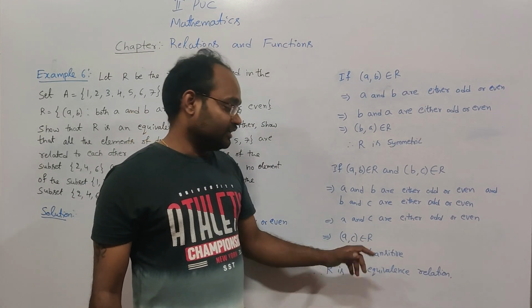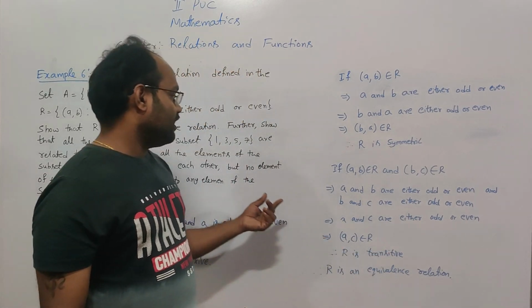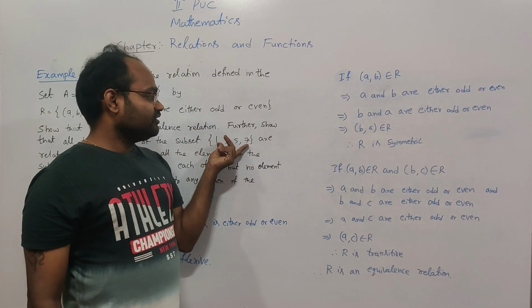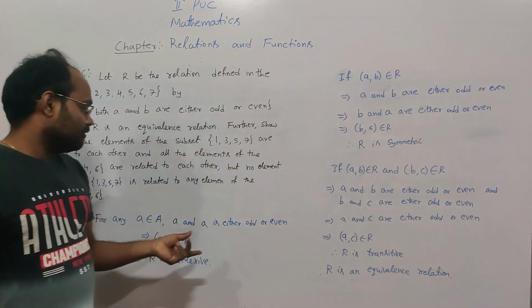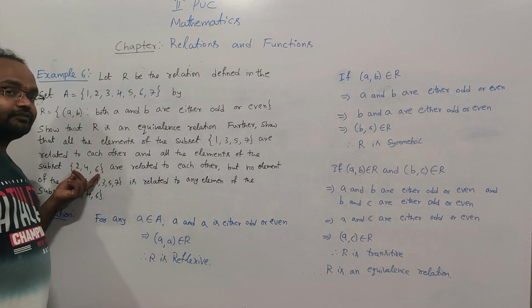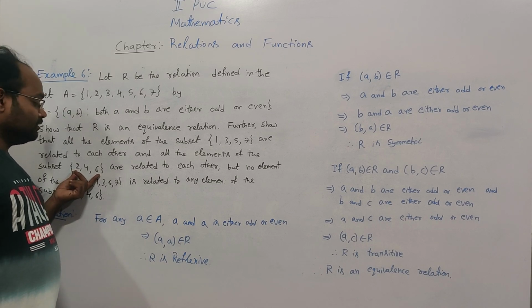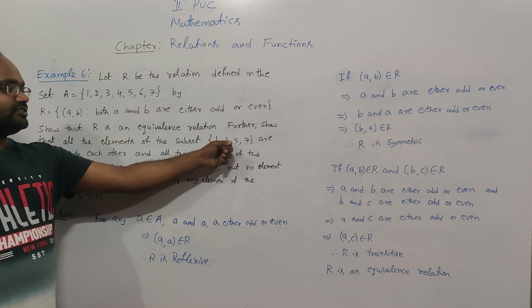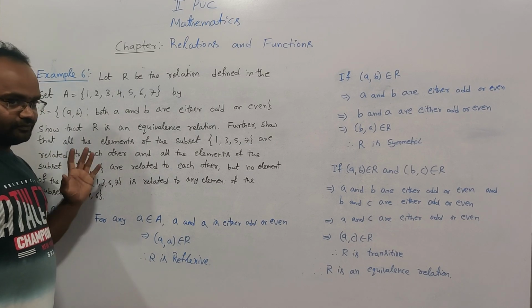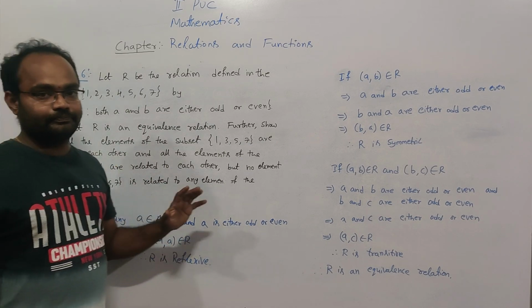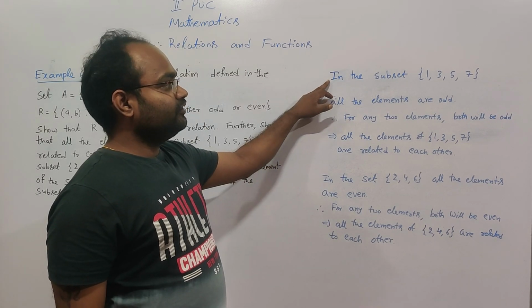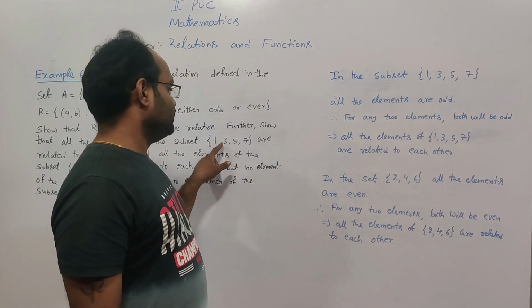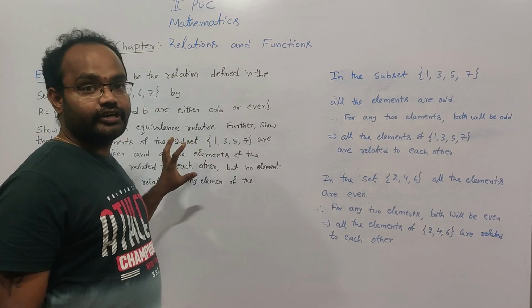Next, in the next part of this question, we have to prove that the elements of this subset are related to each other, and that the elements of the other set are related to each other, but no element of this set is related to any element of the other. So let us prove it. In the subset, we have to show that every element is related to each other.